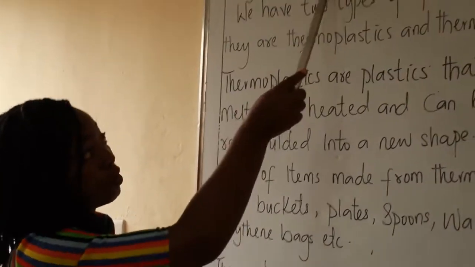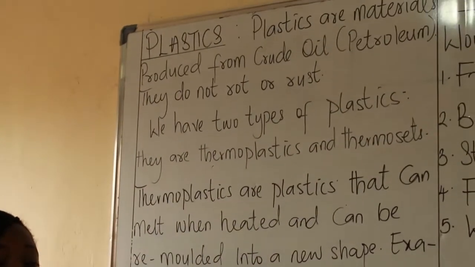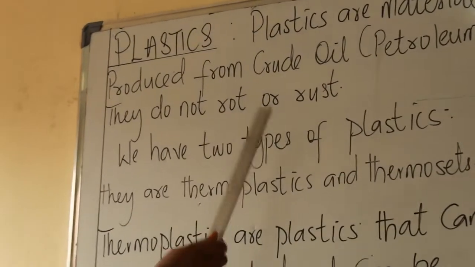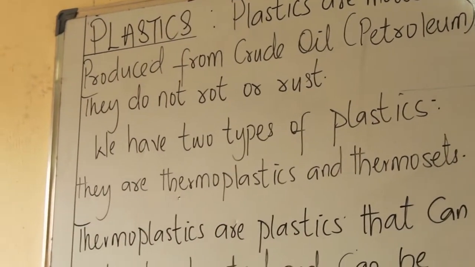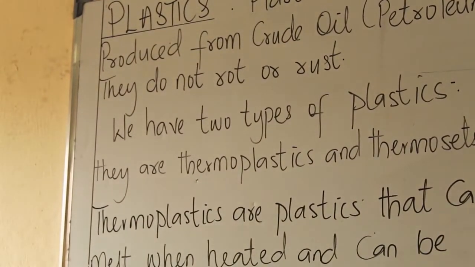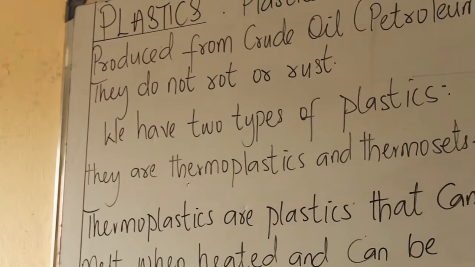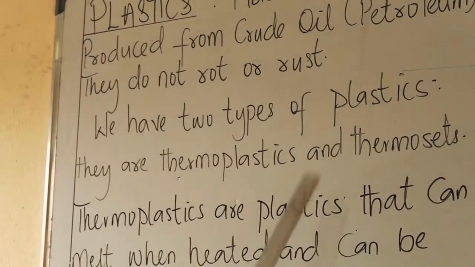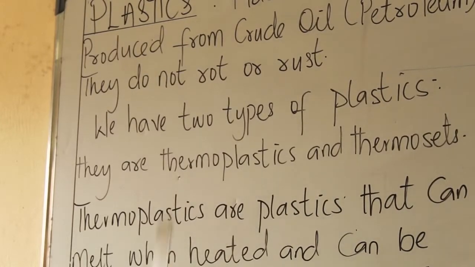Plastics do not rot or rust. We have two types of plastics. They are the thermoplastics and the thermosets.